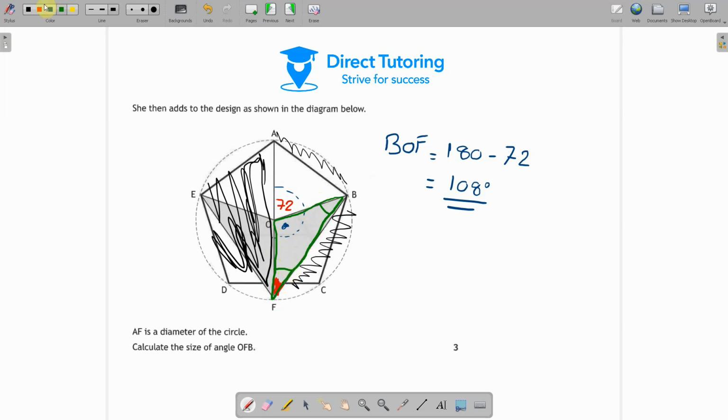So all we have to do for the angle OFB is do 180, take away the angle that we already know, which is the 108, which will end us back up with the 72 degrees. However, that is shared between 2, so we have to divide this by 2. So your final answer will become 36 degrees.